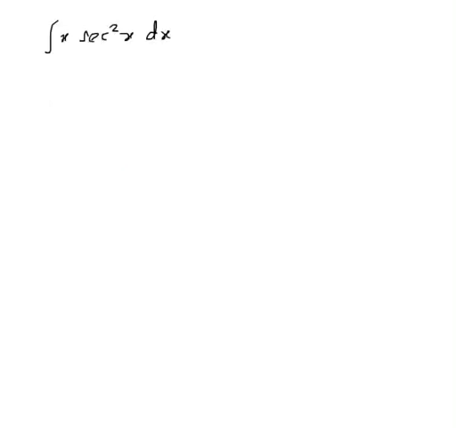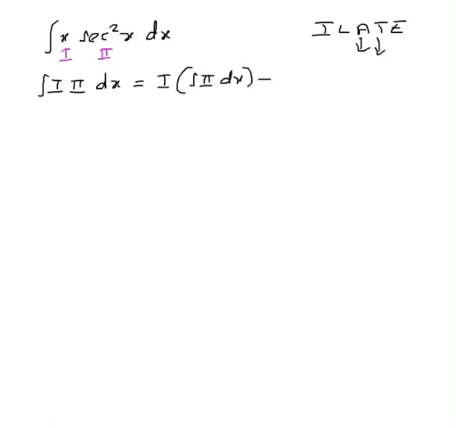Question number 12. It is an easy question. ILATE. x is algebraic and secant square is trigonometric. The letter A comes first, so x is the first function and secant square is the second function. By parts formula, integral of first function into second function dx is first function into integral of the second function minus integral of differential of the first function into integral of the second function dx.